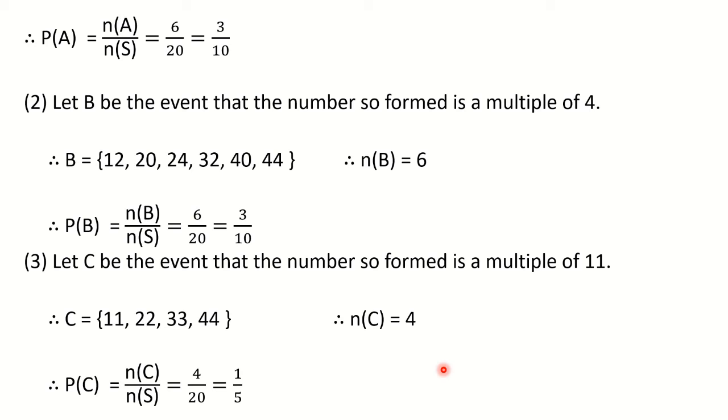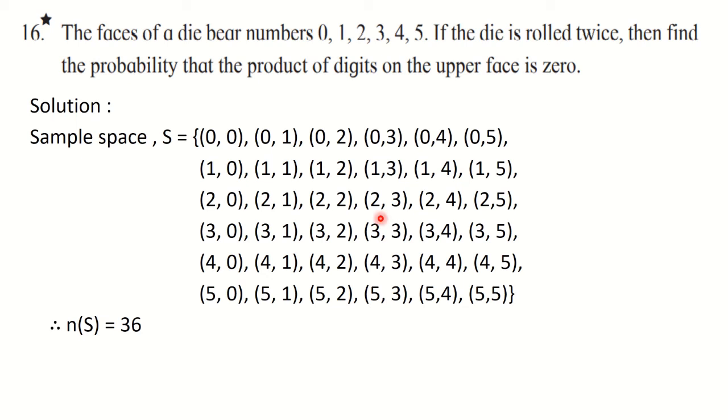So let us move towards the second last question of this chapter, that is question number 16. Again this question is star marked because, as I have said, again it is different. Here the faces of the die are given, but generally the faces of the die bear the numbers 1 2 3 4 5 6, but now the numbers given are different, 0 1 2 3 4 5. So we have to write down the sample space by using all these numbers. We are going to have 36 sample points, but the sample space is different.